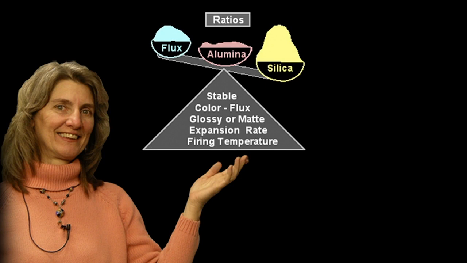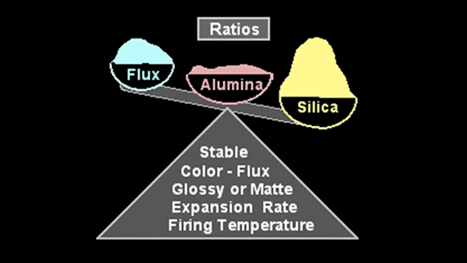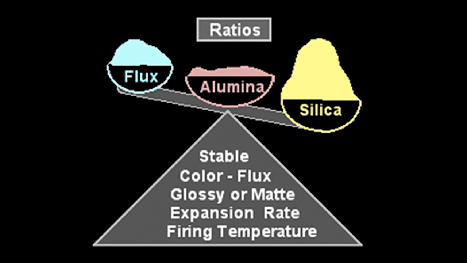The main components of a glaze are silica, alumina, and flux. And the ratios of those three components affect the stability of the glaze for food safety. It affects the color, the gloss or matte of the glaze, and the expansion rate, and the firing temperature. By changing the ratios of these same ingredients and components, we affect those 5 factors.